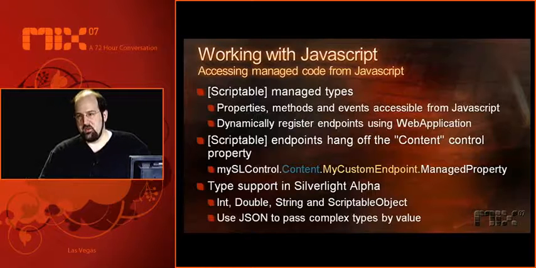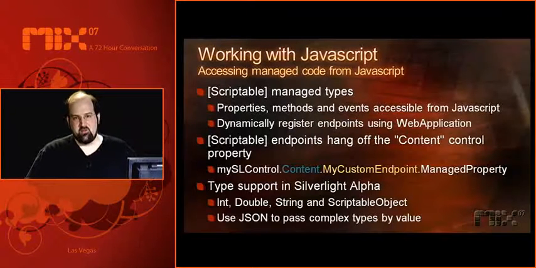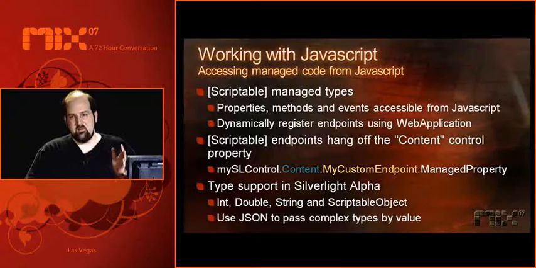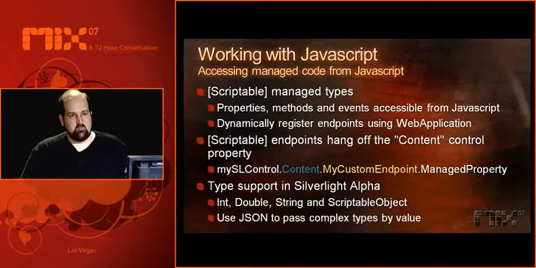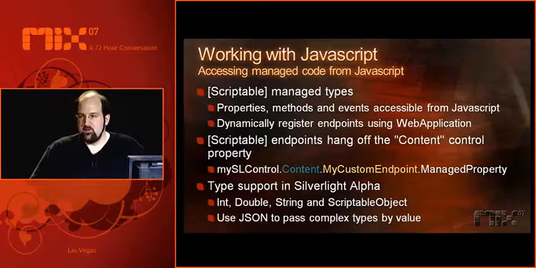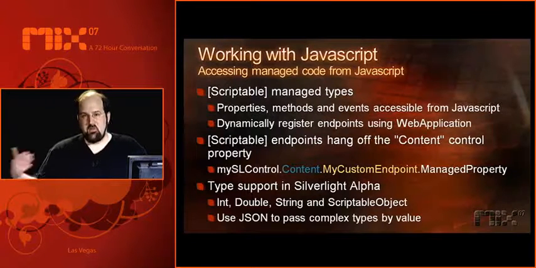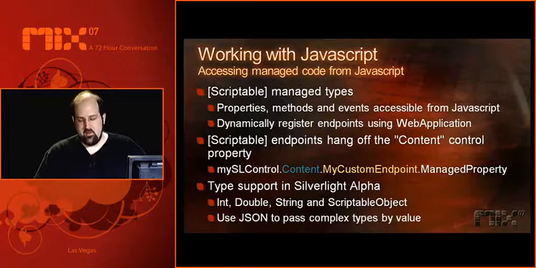So it's a pretty simple thing from the point of view of the JavaScript developers to just code right in, and bang, they have immediate access to whatever you set up for managed code. Now in terms of type support for what works in the Silverlight Alpha, right now there are a few basic types that we've enabled. So you'll find ints, doubles, and strings all work fine. And then you can actually use scriptable object, for example, for either an input parameter or a return value.